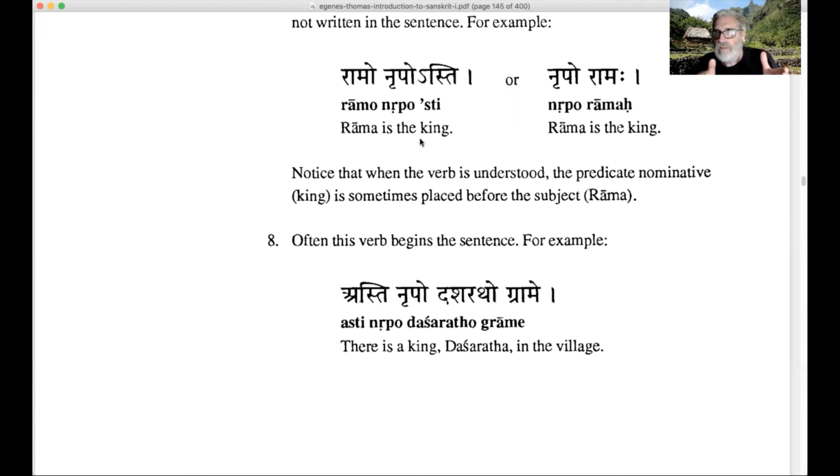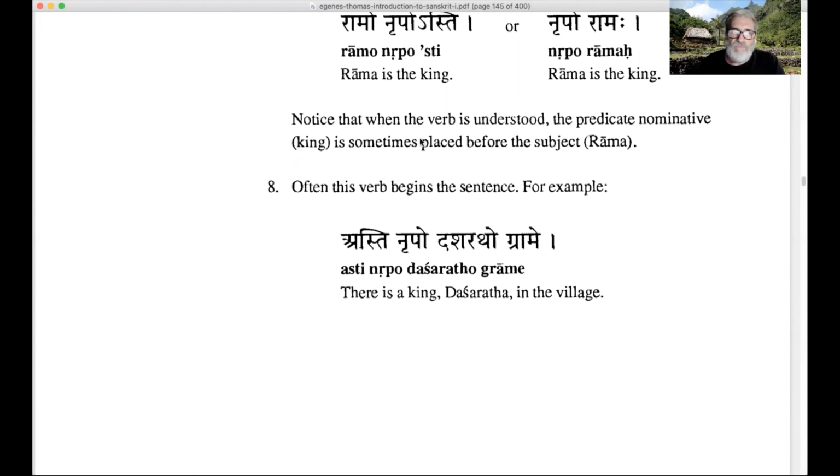Ramo nripaha. But in the other sentence, sometimes you could do it both ways, but sometimes we'll put nripa first, because it's called a predicate nominative, or it's a noun in apposition, in the same case and number. And so therefore it acts like an adjective for Rama. It's Rama who is the king. Rama is the king, and sometimes that's placed before, just like an adjective is placed before a noun.